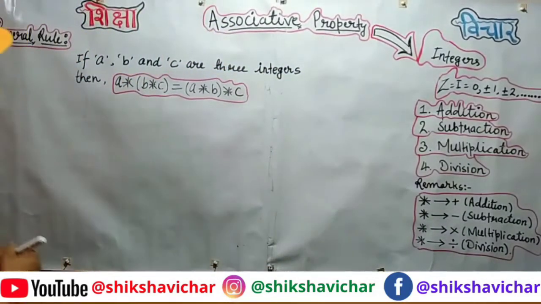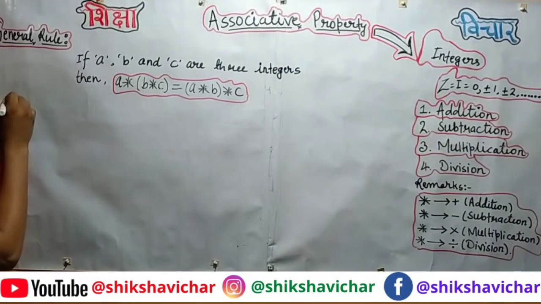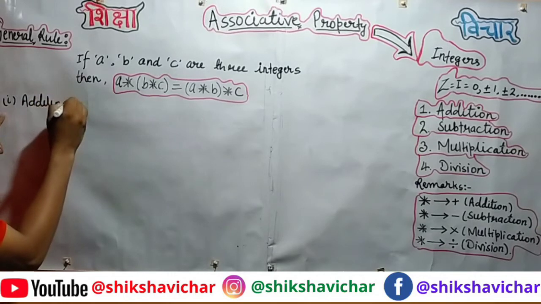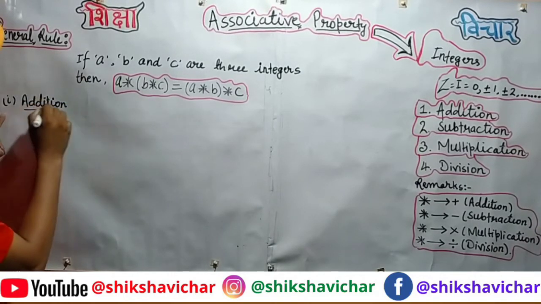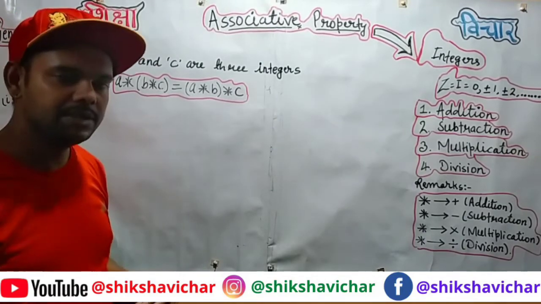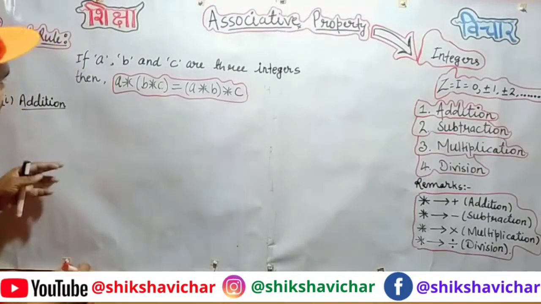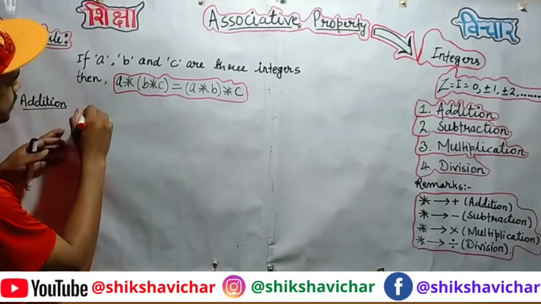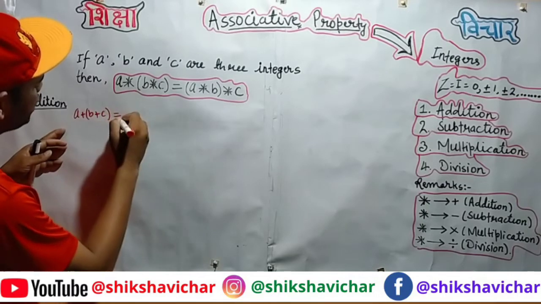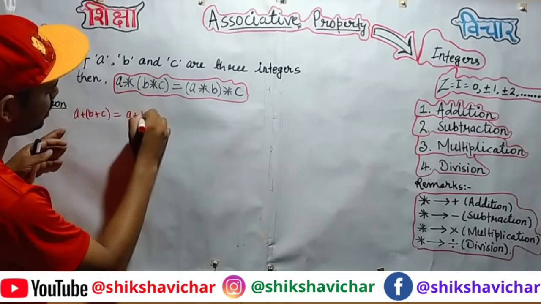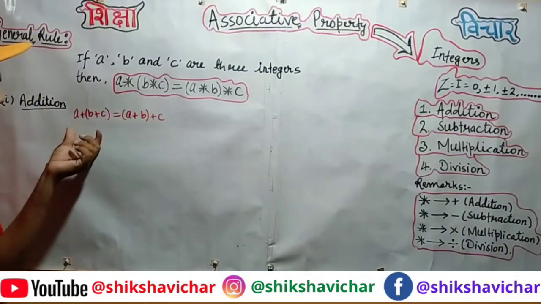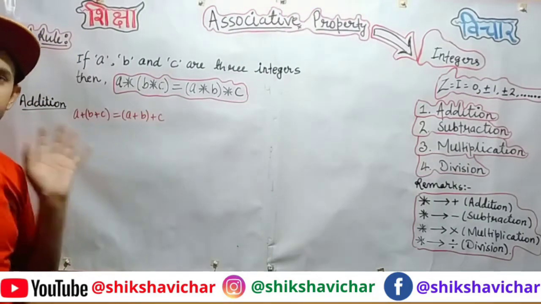First of all, we will discuss with respect to addition. We have to tell what would be the rule of associative property for integers with respect to addition. The rule would be A plus B plus C inside bracket must be equal to A plus B inside bracket plus C. That means we are changing the grouping of A, B and C.